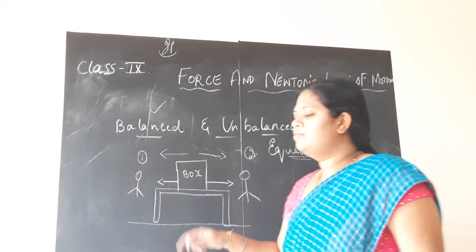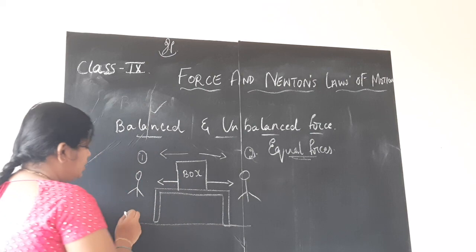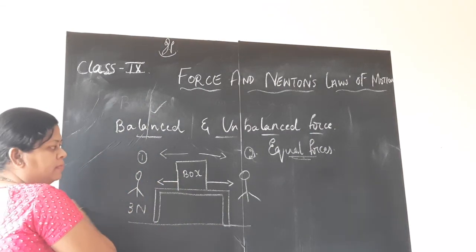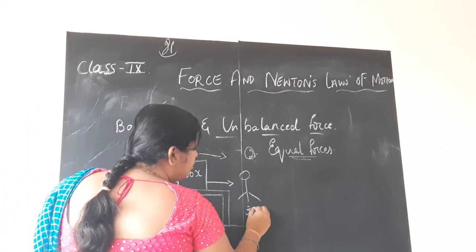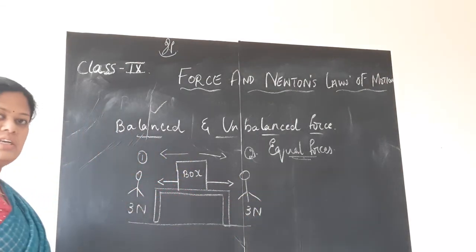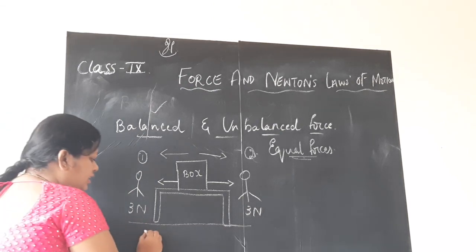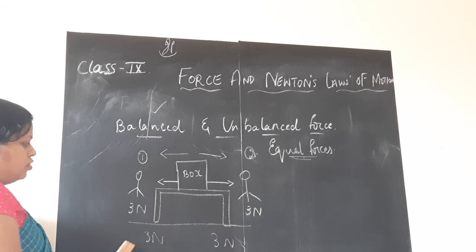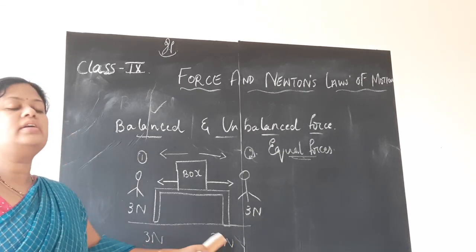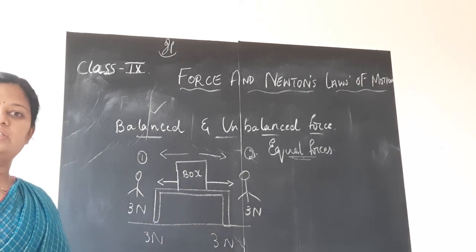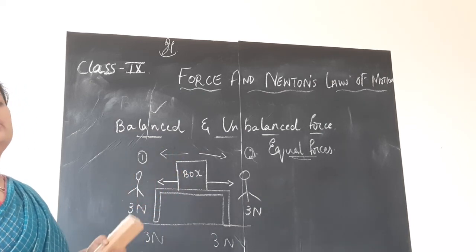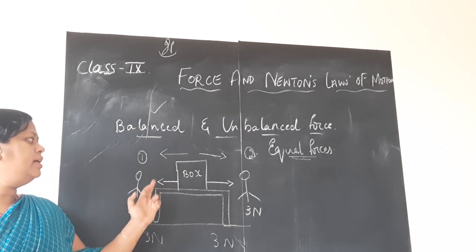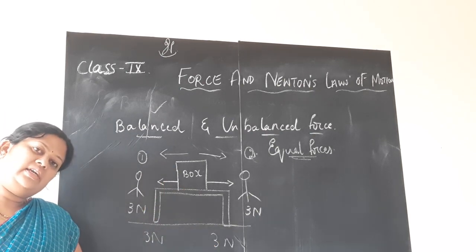So, if we talk in terms of magnitude, suppose person 1 is applying a force of 3 Newton from this side, and person 2 is also applying a force of 3 Newton towards his side. So, 3 Newton here, 3 Newton from this side. Correct? So, forces are equal on both sides. When this is the case, the body will remain at rest. So, this is 3, this is 3. Totally 3 plus 3, 6 Newton of force is acting on the box.